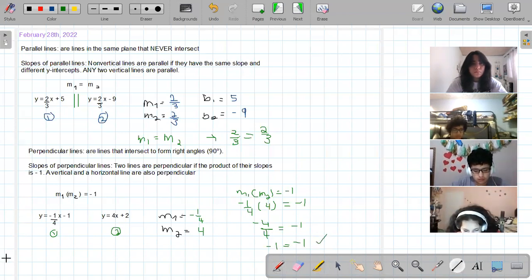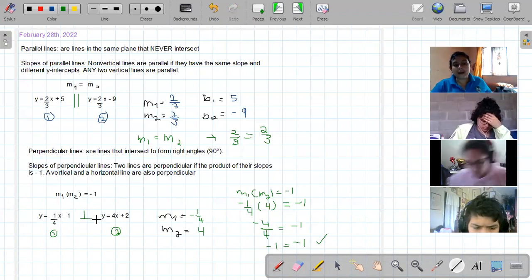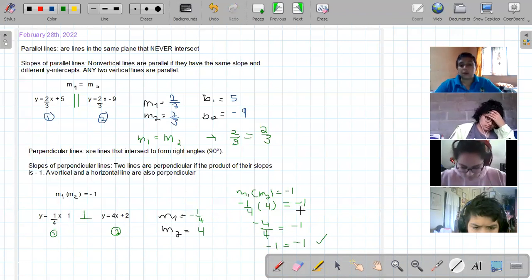So what do I say now? We say that y equals -1/4 x minus 1 is perpendicular to y equals 4x plus 2. This is the sign of perpendicular. Just like the image that I showed you with my pencil and my pen, the same figure. This is how we're going to determine if two lines are perpendicular.